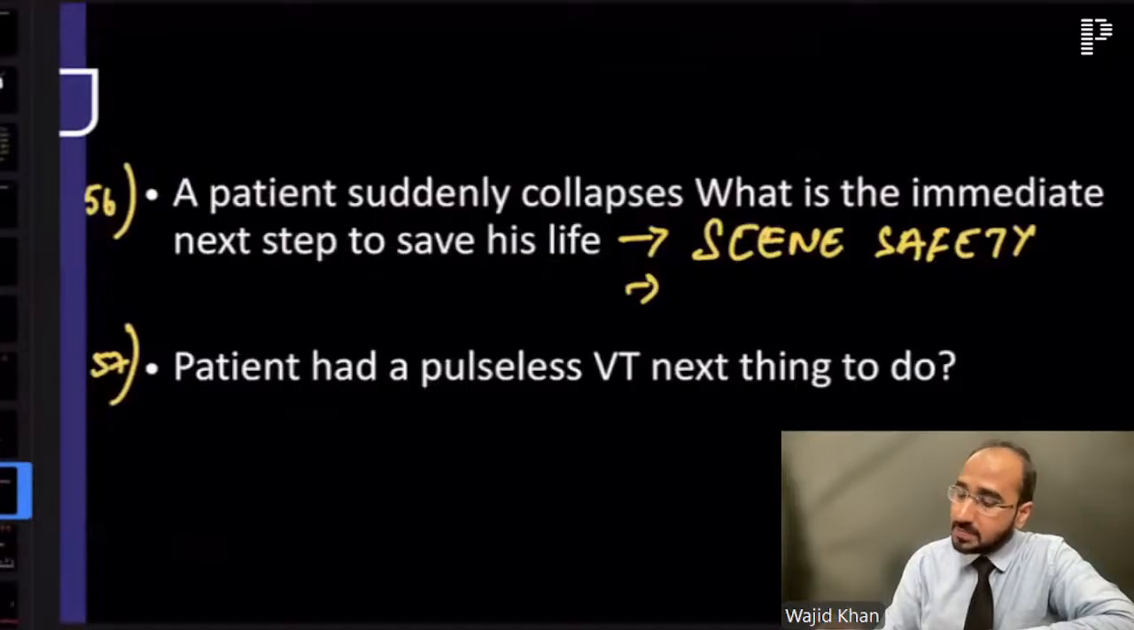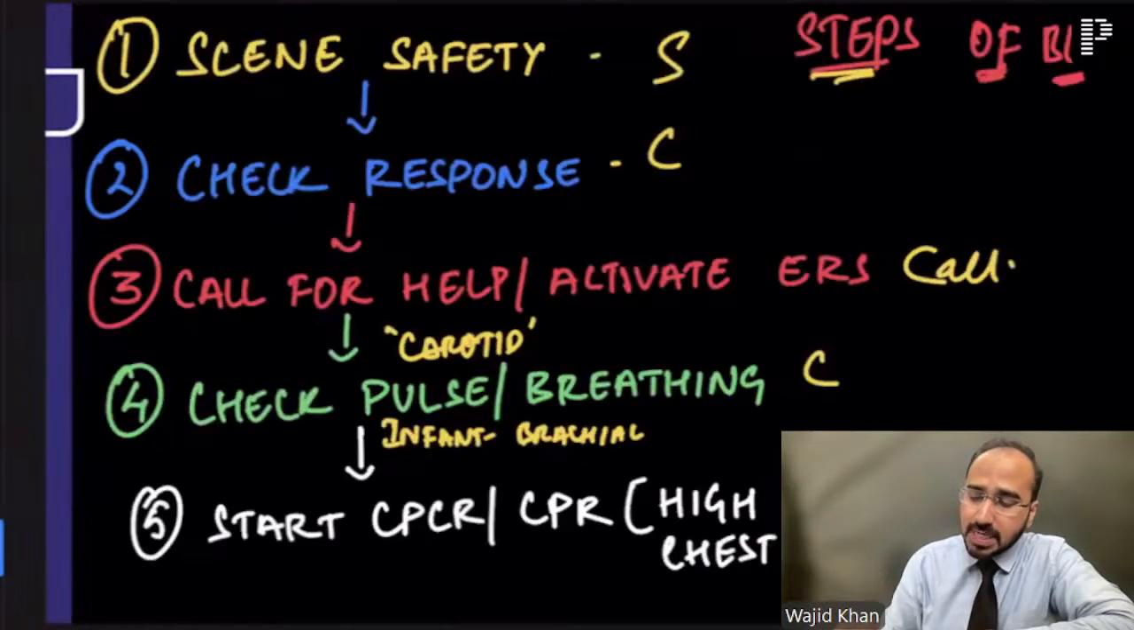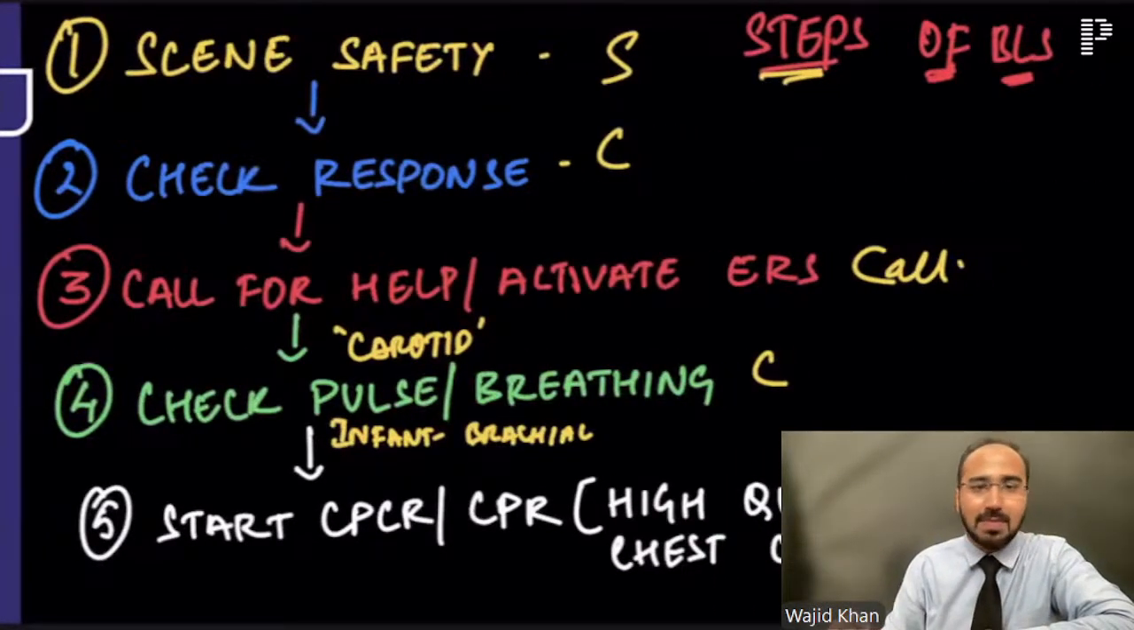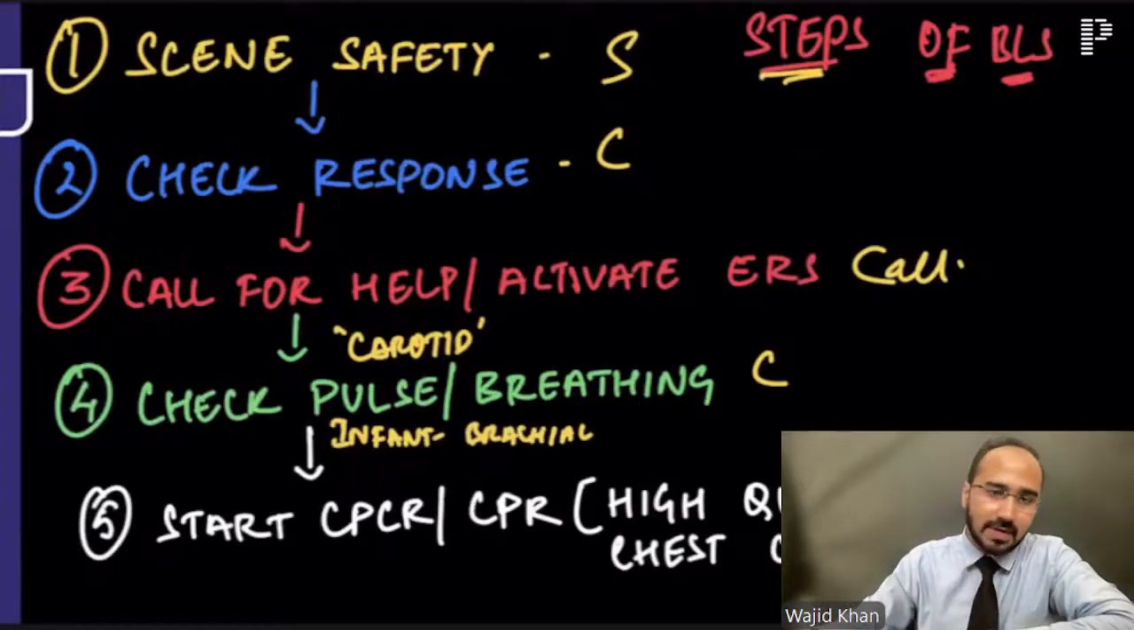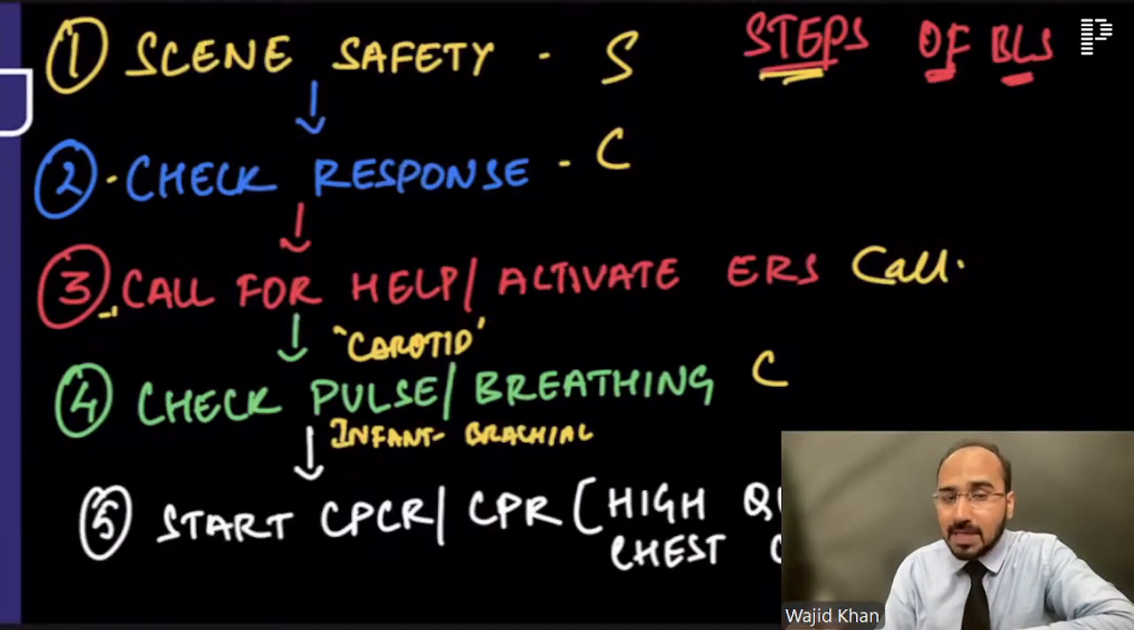So anyways, guys, we are talking about the steps of BLS. Remember, the first step is scene safety. The second step is check for the response. If the person is not responding, then you call for help. Then after calling for help, you check for the pulse and breathing.